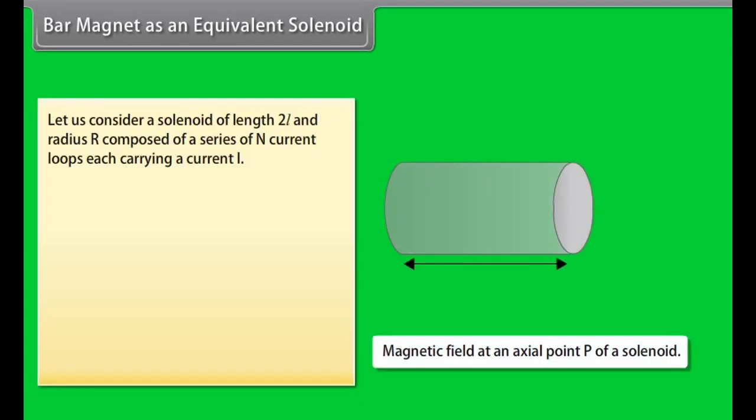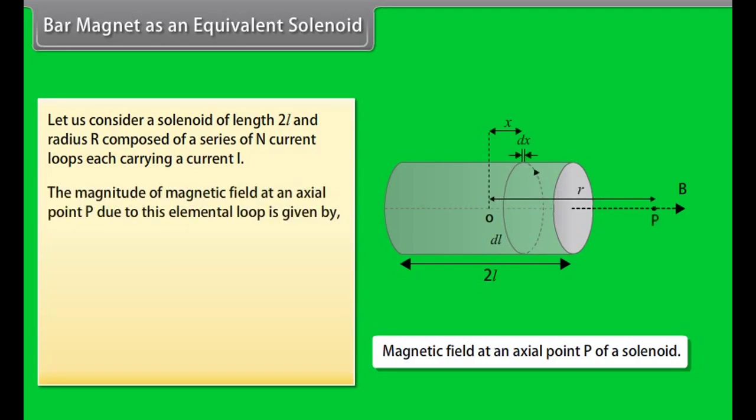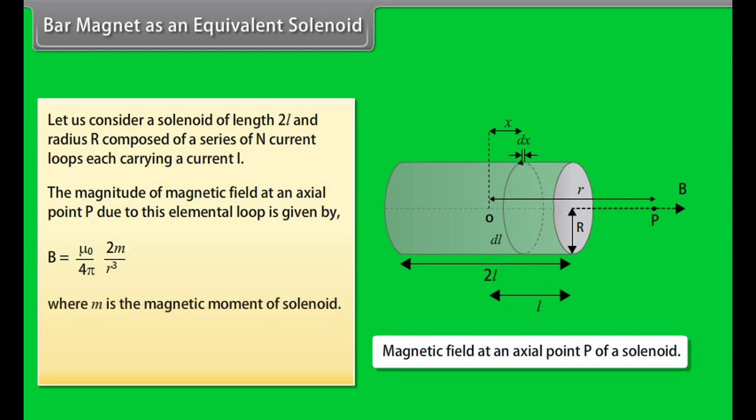Let us consider a solenoid of length 2L and radius r composed of a series of n current loops, each carrying a current I. The magnitude of the magnetic field at an axial point P due to this elemental loop is given by μ0/4π multiplied by 2m/r³, where m is the magnetic moment of the solenoid. This is exactly the same as that of a bar magnet at a far off axial point.